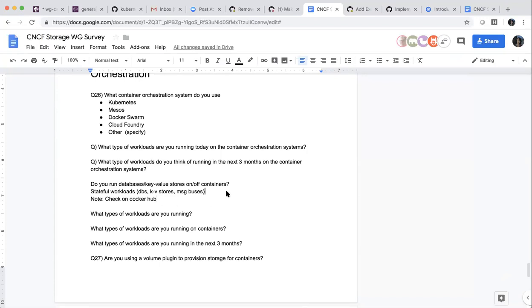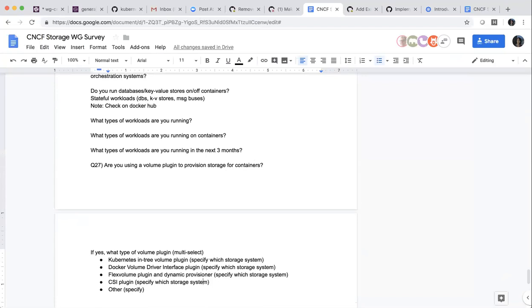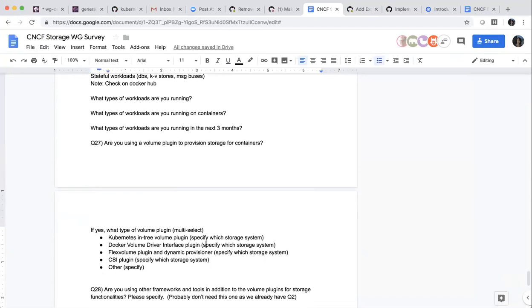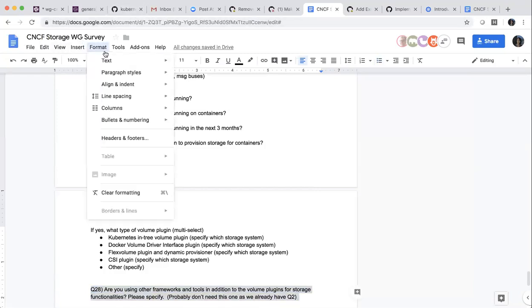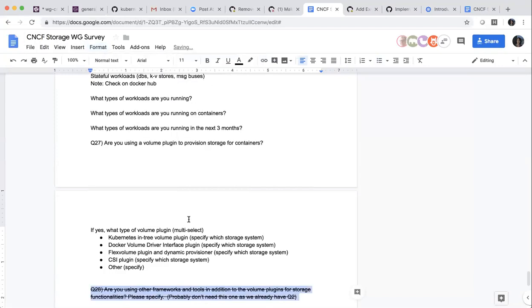Okay, should we cover the rest of the questions then? So this is actually the end, basically, just the orchestration, the plugins, what type of plugins you're using, what storage system. So the last question, maybe we can just remove it. This is: what are the frameworks and tools in addition to the plugins? But they probably already answered that in the beginning, when they say, what are the projects that you are using or something? Yeah.